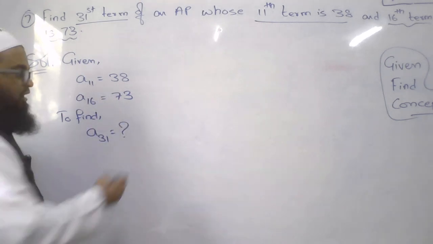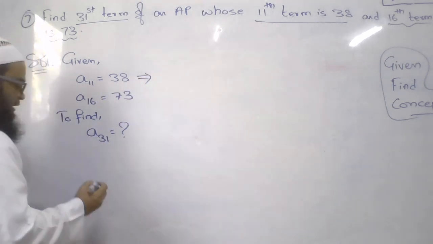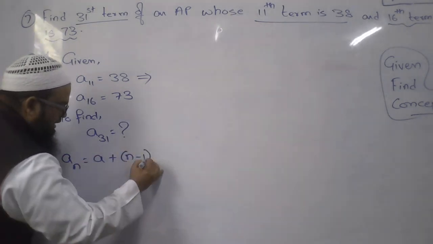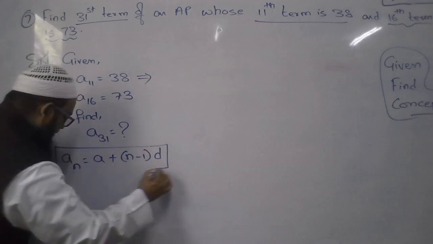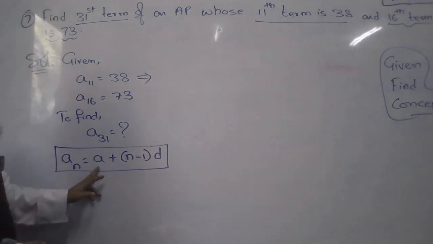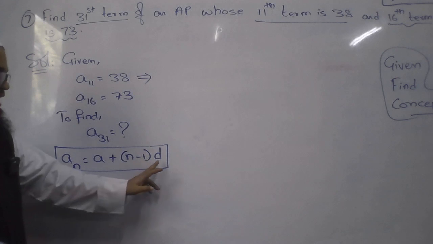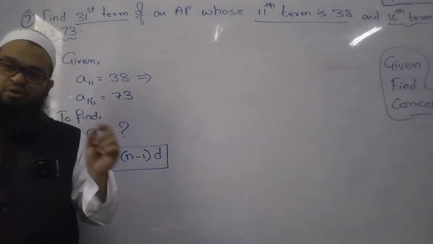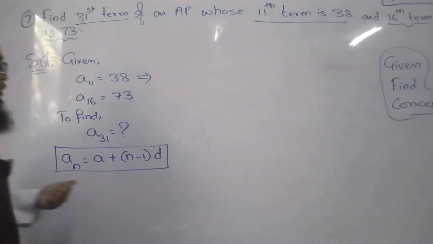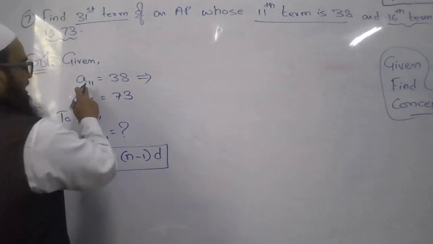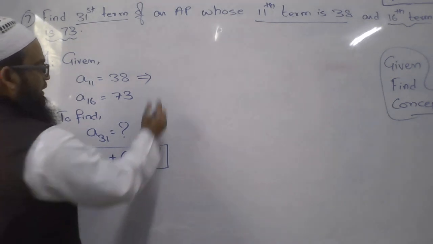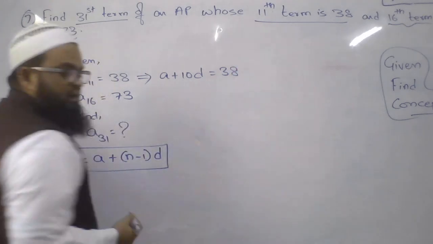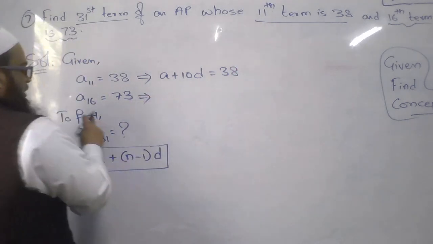A11 is equal to 38. What is the formula for An? An is equal to a plus (n minus 1) into d. I hope everybody remembers this. An is the nth term, a is the first term, n is the number of terms, and d is the common difference. Those who don't know, please write running notes while I explain. So A11 is a plus 11 minus 1 into d, so A11 is equal to a plus 10d, which equals 38.